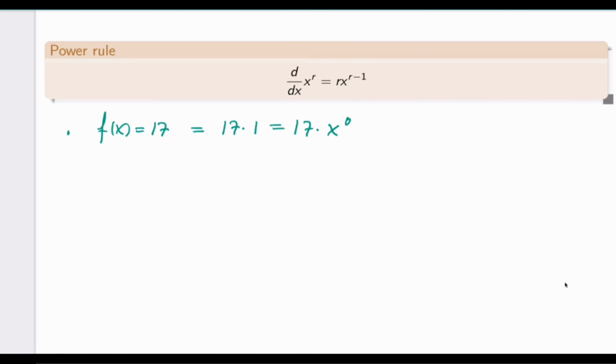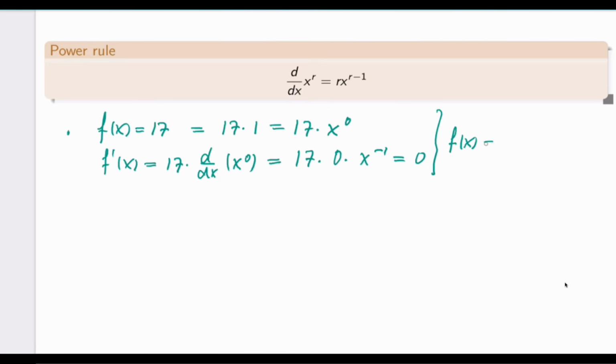And then in combination with the constant factor rule, I can write f prime at x is 17 times d by dx of x to the 0. Let's just do this for fun. So then we have 17 times 0 times x to the minus 1, which is 0. So the derivative of a function constant equal to 17 is 0. And this in fact is true for all constants. So what we learn from this is if f of x is constant, any constant, then f prime of x is actually equal to 0.